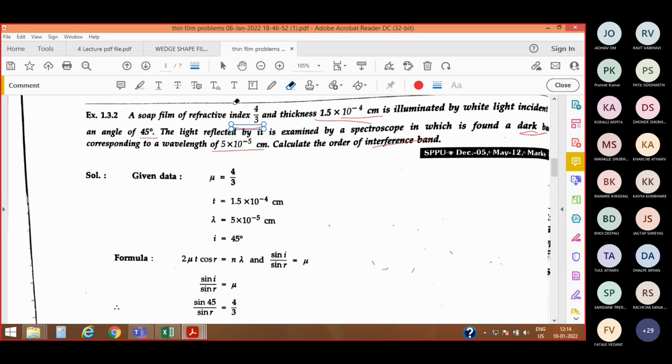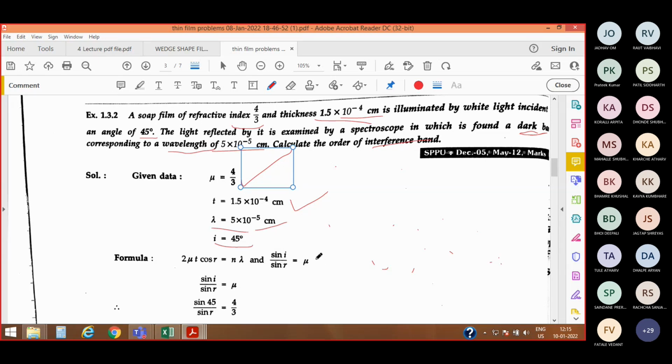कैसे सॉल्व करेंगे? रिफ्रैक्टिव इंडेक्स आपको दिया है यानी 4/3. म्यू इज इक्वल टू 4/3. थिकनेस दिया है आपको 1.5 into 10 raised to power minus 4 सेंटीमीटर, दैट इज थिकनेस. इल्यूमिनेटेड बाय व्हाइट लाइट. वेवलेंथ lambda इज इक्वल टू दिस वन, इट इज इन सेंटीमीटर. देन एंगल ऑफ इंसिडेंस दिया है small i. cos r आपको फाइंड आउट यानी r की वैल्यू आपको फाइंड आउट करना पड़ेगा. फाइंड आउट द वैल्यू ऑफ r फर्स्ट.